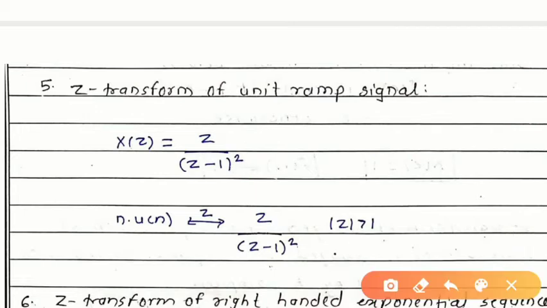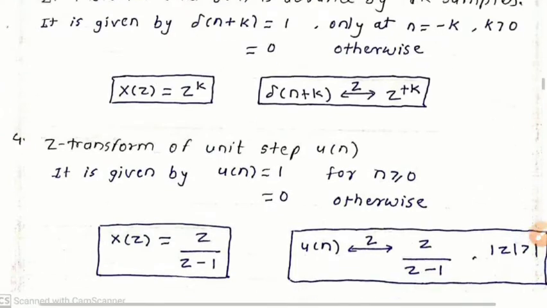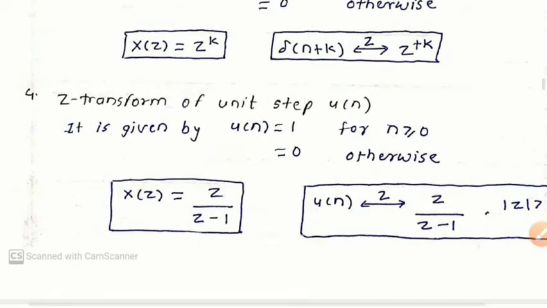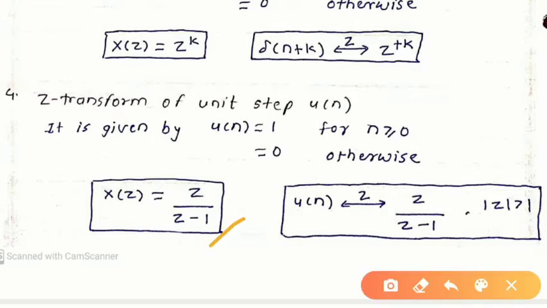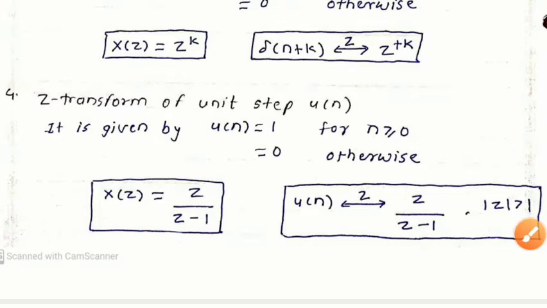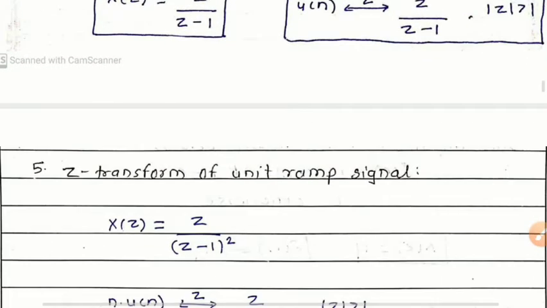So what is the Z transform? It will be z upon z minus 1 whole square, and the condition is mod of z greater than 1. The only difference between the unit ramp signal and the step signal is that there is a square in the Z transform of the unit ramp signal, and there is no square for the step signal. This is the basic difference between the Z transforms of the two sequences, unit step and unit ramp.